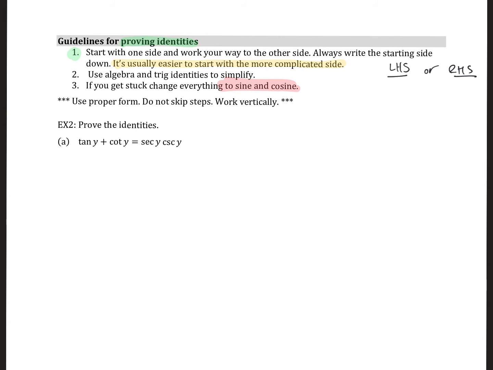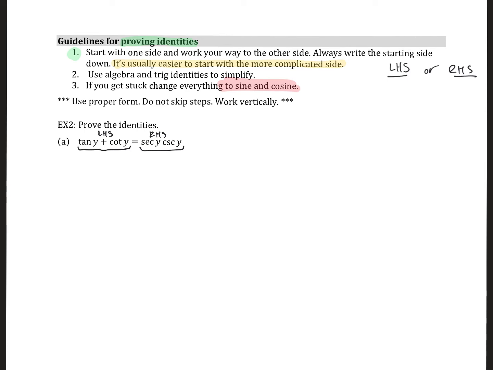So we're proving the identity. First off, let's identify the left-hand side and the right-hand side. This is the left-hand side, tangent y plus cotangent y, and the right-hand side, secant y cosecant y. So we're going to pick one of these sides to start with. Which one looks more complicated to you? To me, the one with addition looks more complicated, so I'm going to start there.